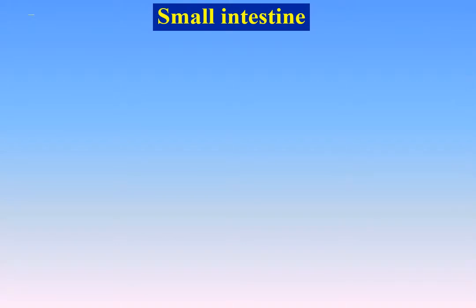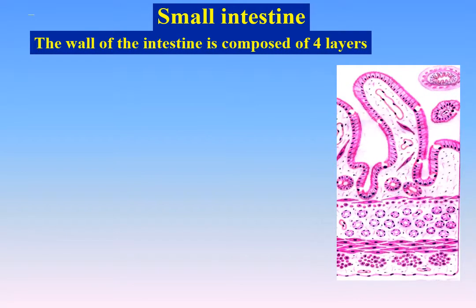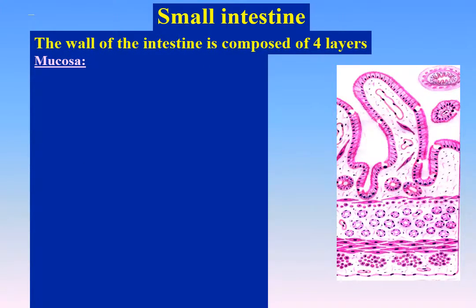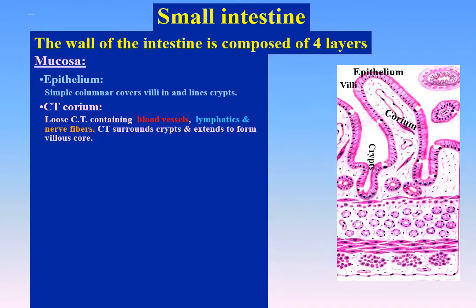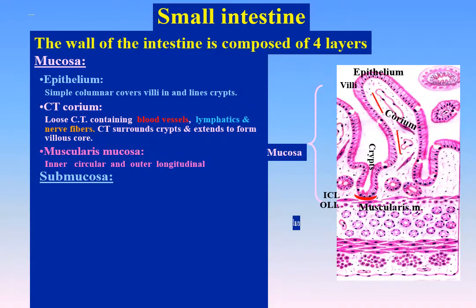Small intestine. The wall of the small intestine is composed of 4 layers. Mucosa: epithelium, simple columnar absorbing cells, covers the villi and lines the crypts. Corium: loose areolar connective tissue containing blood vessels, lymphatics, and nerve fibers. Connective tissue corium surrounds the crypts and extends to form the villus core. Muscularis mucosa: inner circular and outer longitudinal layer. Submucosa: loose areolar connective tissue containing blood vessels, lymphatics, and nerve fibers.